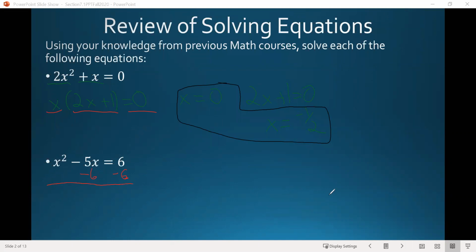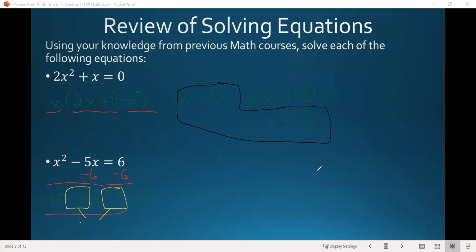When we do that, on the left-hand side we'll have x squared minus 5x minus 6 equals 0, since there are no like terms. And then we note that x squared minus 5x minus 6 is something we can factor. If you recall, the way we do that is we look for two numbers that multiply to give us the constant term, so multiply to give us negative 6, and add to give us the coefficient of the middle term, so add to give us negative 5.